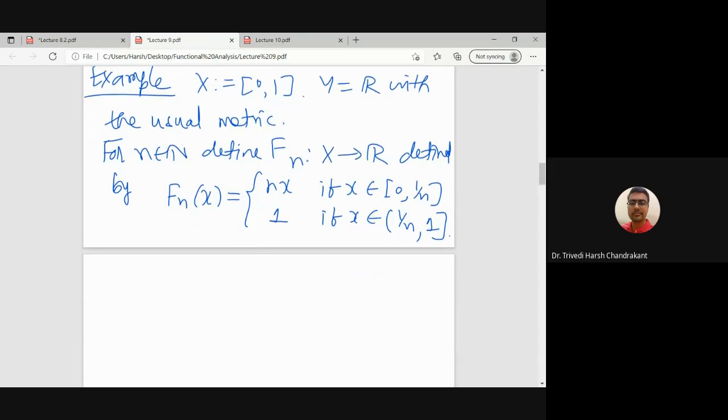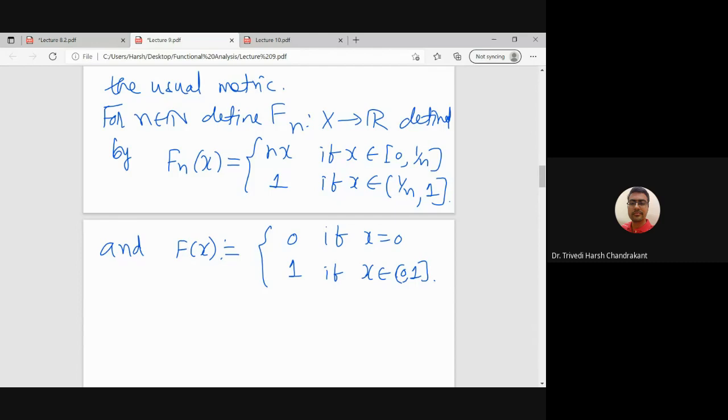And another function we are considering is f(x). f is also a function from X to R, and it is defined such that the value of the function is 0 at x equals 0, and elsewhere the value is 1. So on (0, 1] the value of the function is 1.